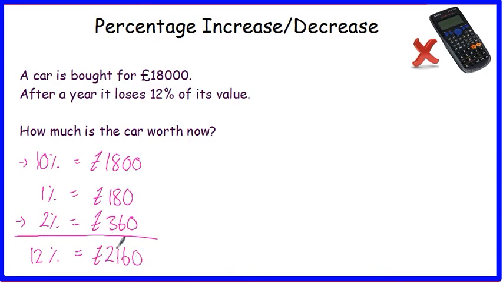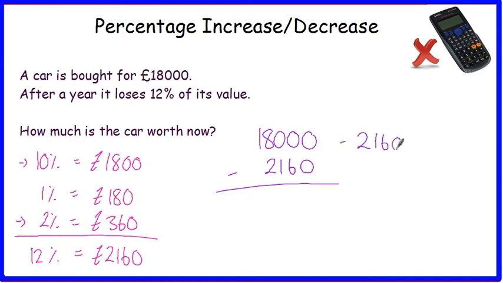How much is the car worth? So I have to do 18,000 subtract 2,160. So I don't actually like taking this away like this. I don't like these zeros. So I'm just going to do it like this. Take away 2,160. I'm going to do this in my head. 16,000, that's going to be 15,900, 15,840 pounds.